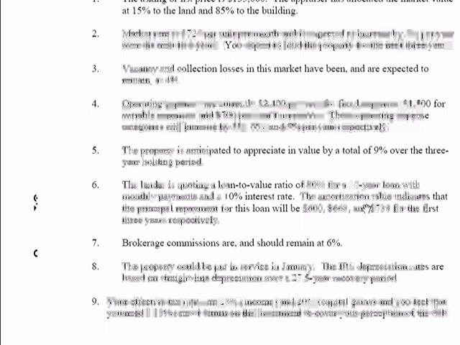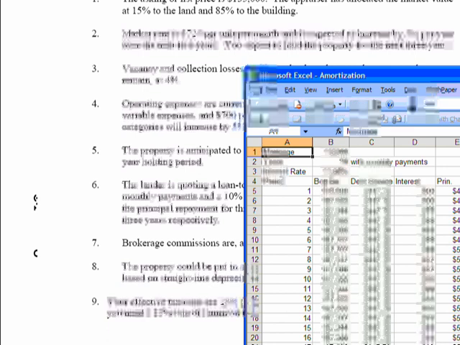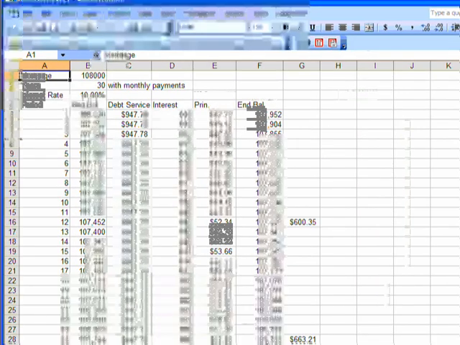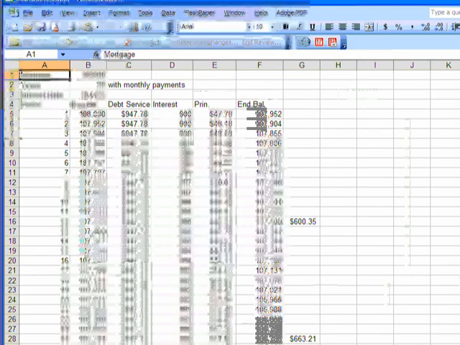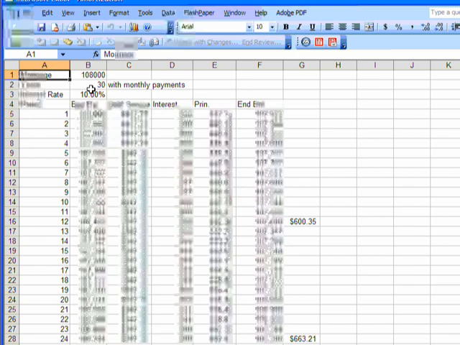There are a couple of ways you could do this. You could do this on your calculator. For this example, I used a spreadsheet. Here's our spreadsheet, the one on the website, just a simple amortization table. I put in the mortgage amount of $108,000. It's a 30-year mortgage with monthly payments. The interest rate is 10%. So our beginning balance is $108,000. Our debt service should be $947.78.